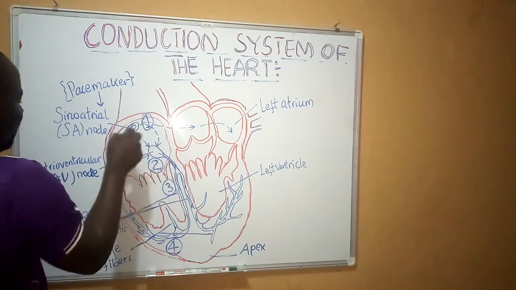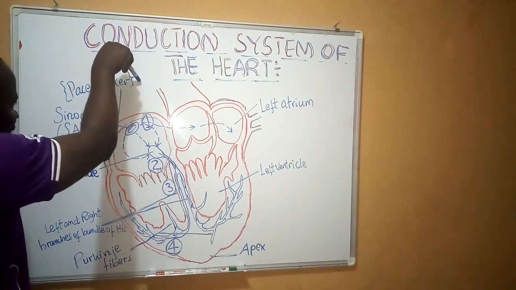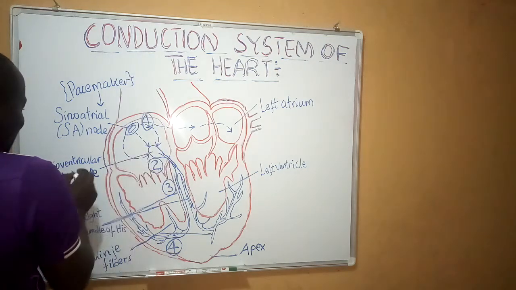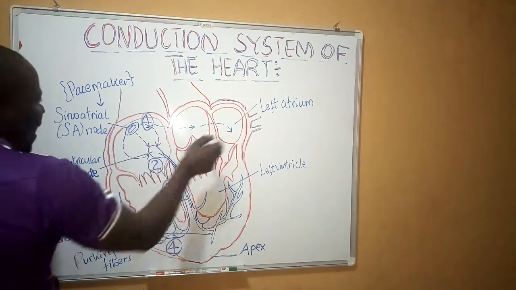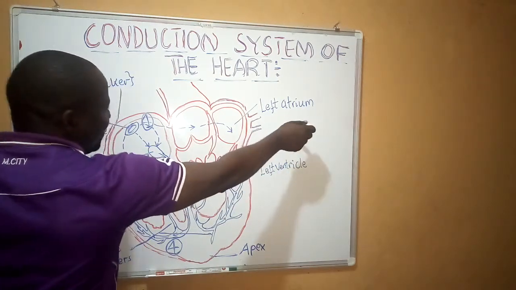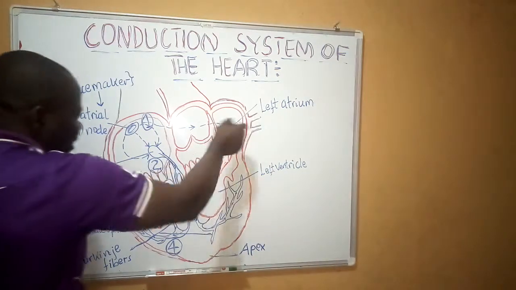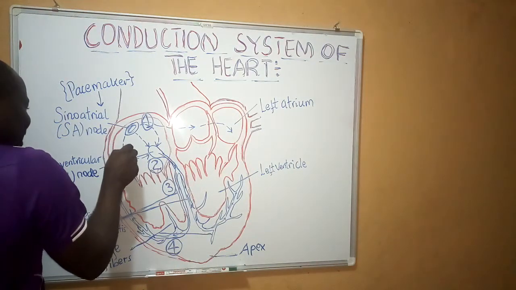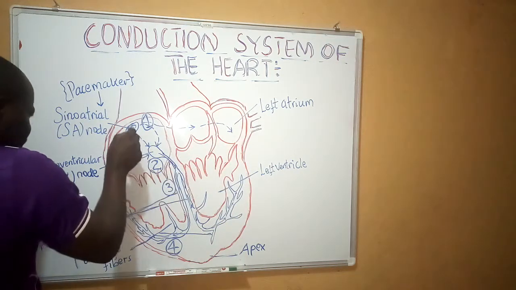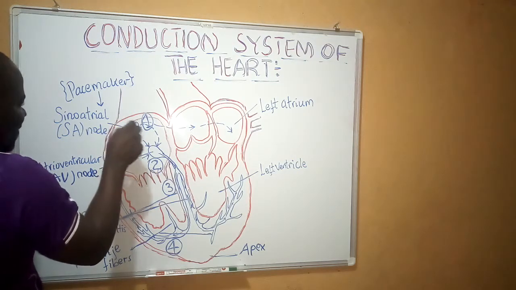Once blood from different parts of the body, especially from the inferior vena cava as well as the superior vena cava, fills up the right atrium, as well as some of the blood from the pulmonary veins, which carry oxygenated blood from the lungs toward the heart, and once blood has filled the right atrium and the left atrium, the sinoatrial node is going to initiate an action potential.